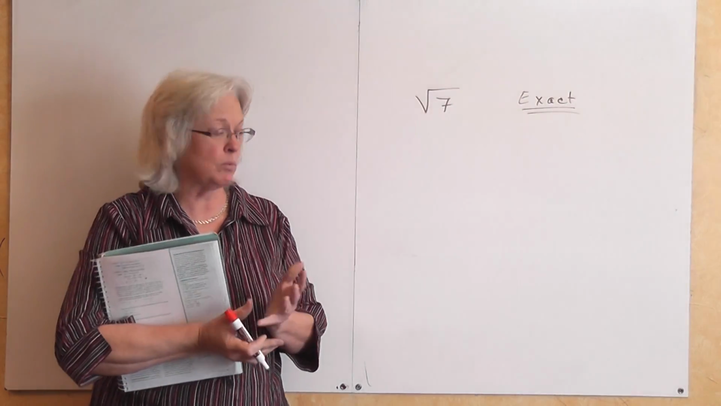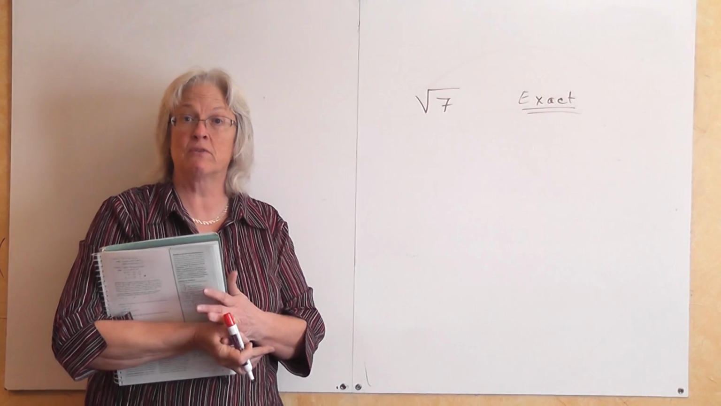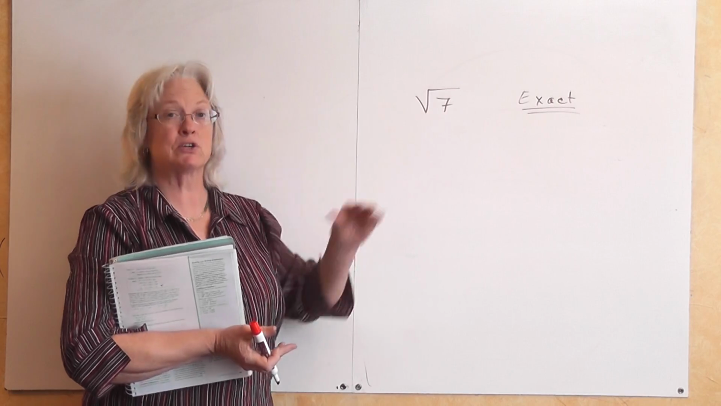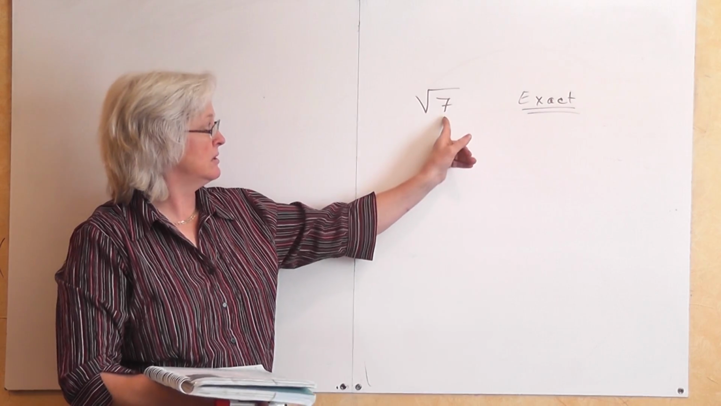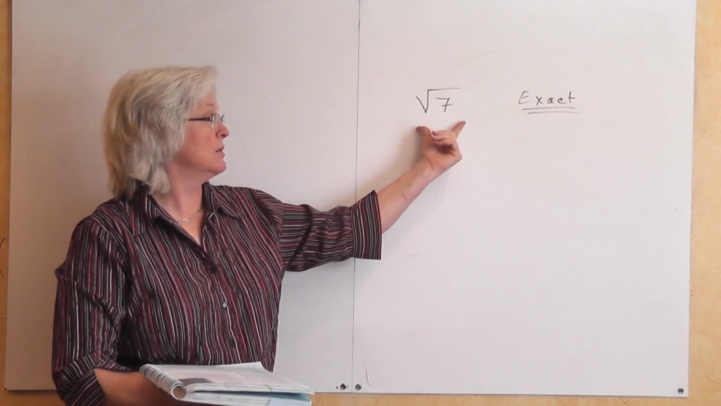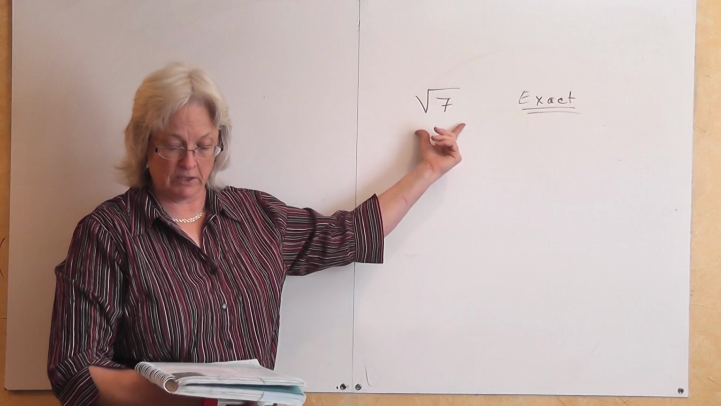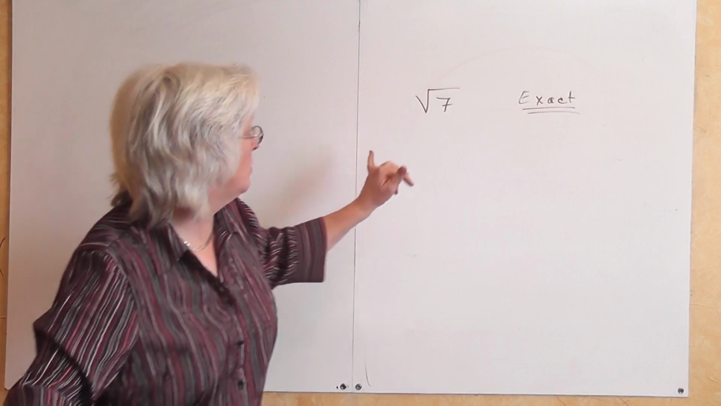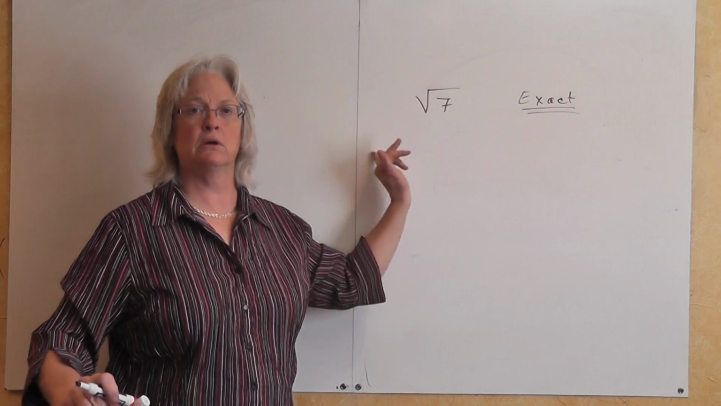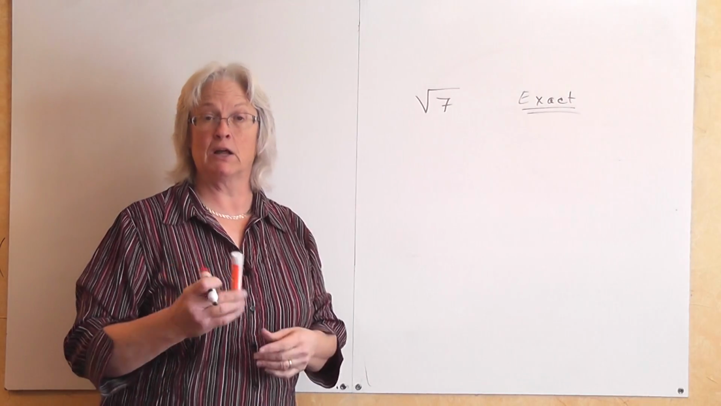Sometimes, however, they're going to want to come up with an estimation of the value for an irrational root, or they're going to want to know what two integers the square root of 7 lies between. So let's think about what we want to do here. How are we going to know what two integers the square root of 7 lies between?